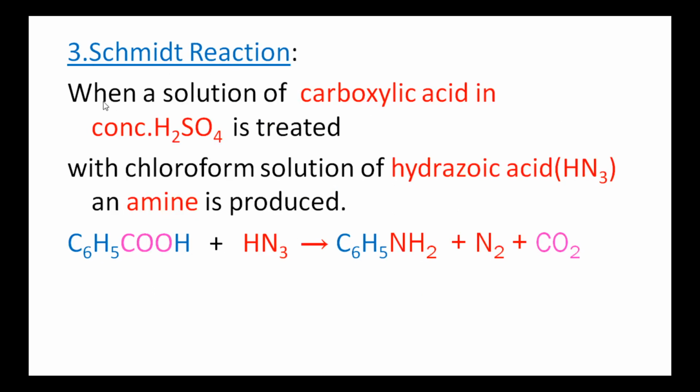The third method is the Schmidt reaction. In this reaction, when a solution of carboxylic acid in concentrated sulfuric acid is treated with a chloroform solution of hydrazoic acid, the formula of hydrazoic acid is HN3, an amine is produced as the final product.